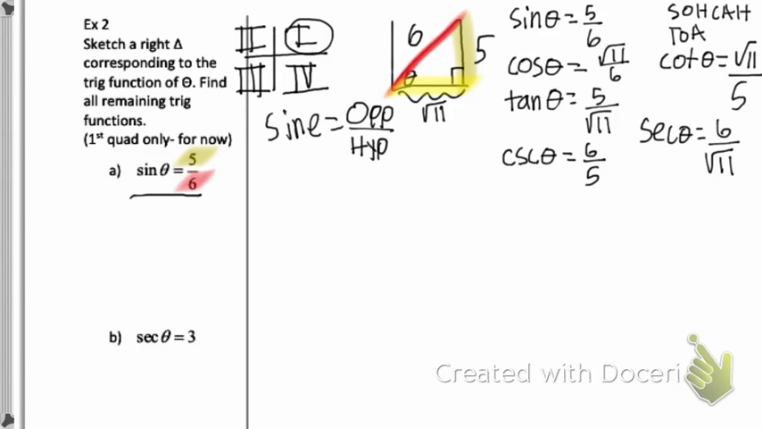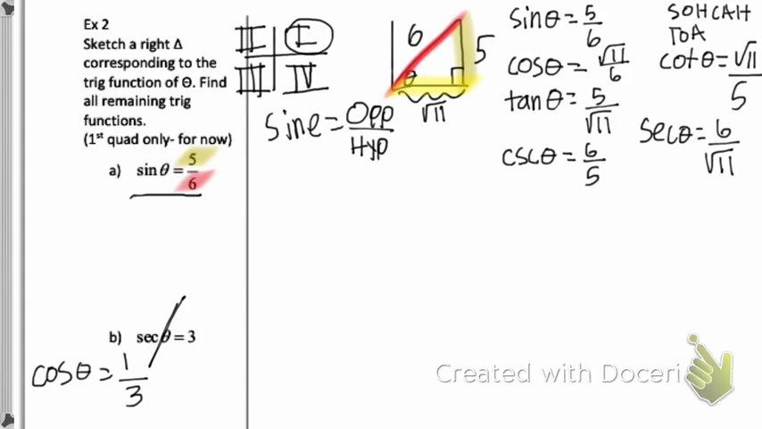Now let's do secant of theta, which equals 3. To make this easier, we know secant of theta is the reciprocal of cosine of theta. So let's cross out secant of theta. So cosine of theta will equal 1 over 3. You find cosine of theta by taking the reciprocal of 3, since secant of theta and cosine of theta are reciprocals of each other.